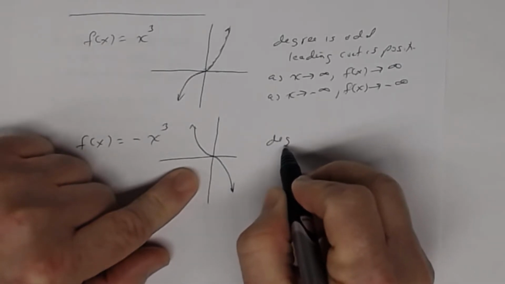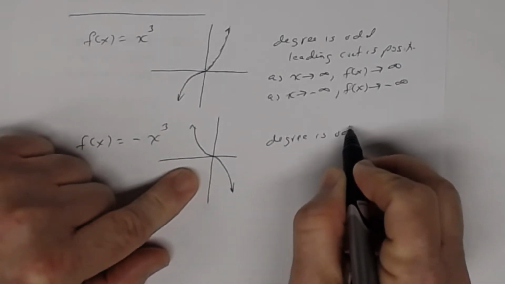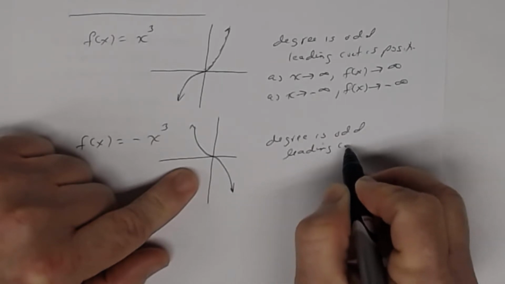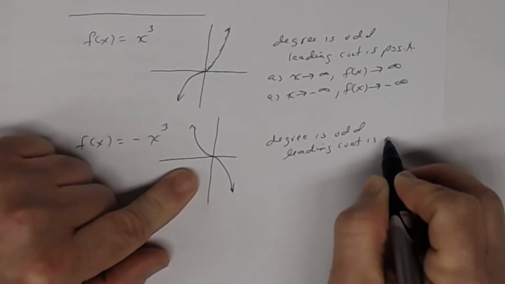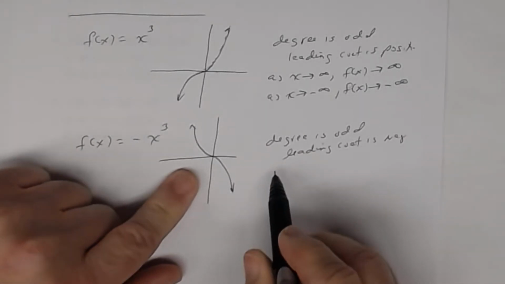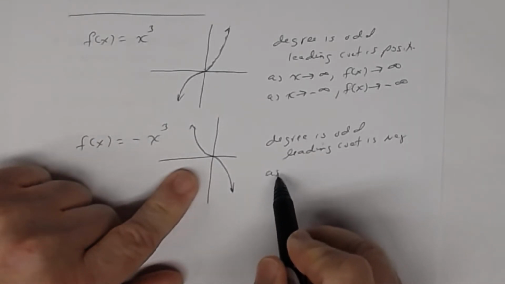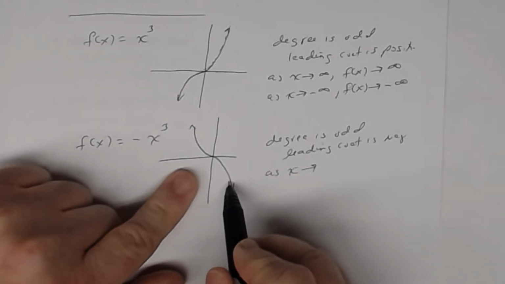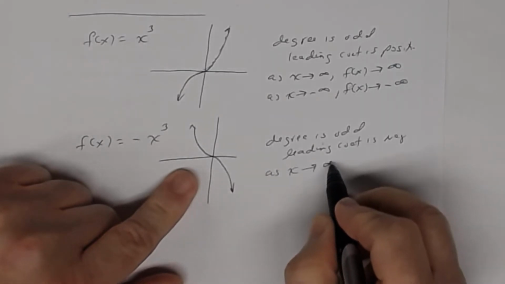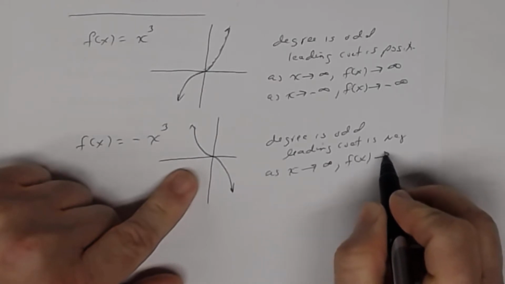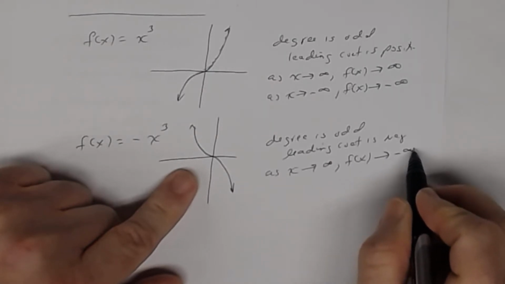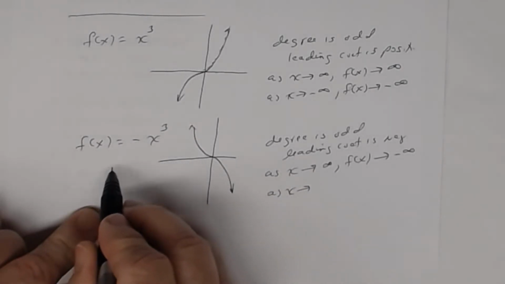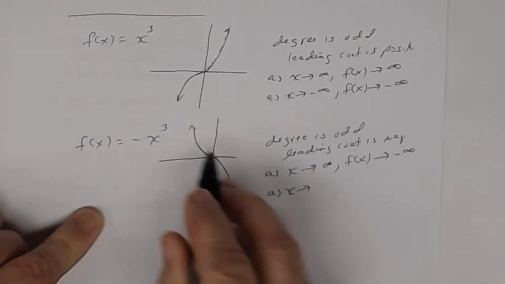So remember, in this case, the degree is odd, and the leading coefficient is negative. All right. So as x approaches infinity, my y value approaches negative infinity. Okay, f of x approaches negative infinity. As x approaches negative infinity, your y value approaches positive infinity.